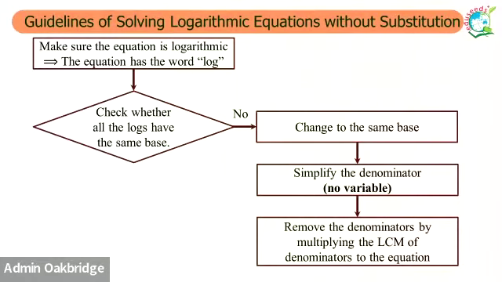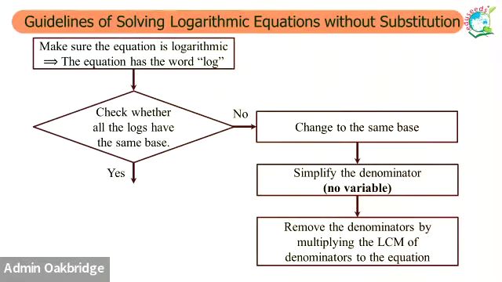And you want to remove the denominators. We always don't like fractions. So we remove the denominators by multiplying the LCM of the denominators to the equation. You know this one already. This is how we simplify the fractional equation to an equation without fractions.